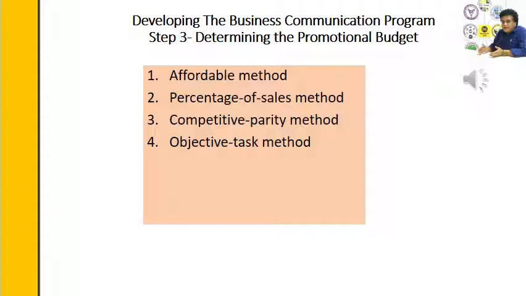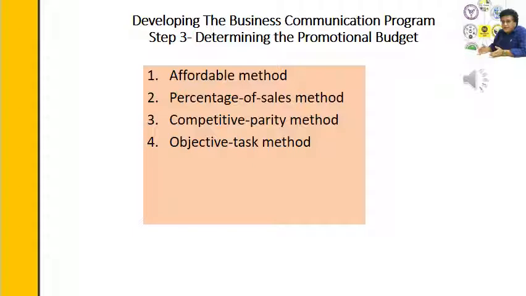The second method is the percentage of sales method. In this, a company decides that we will use X percentage of our revenue or turnover. If you want to increase your turnover or your market share, you will need to increase your business communication program budget, so you will use X plus a certain percentage. And if you are in a recessionary situation, you can't afford X percentage of sales, so you will use X minus a certain percentage. It's one of the most common methods in mid-sized companies.